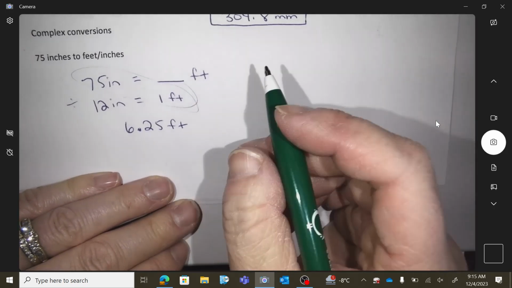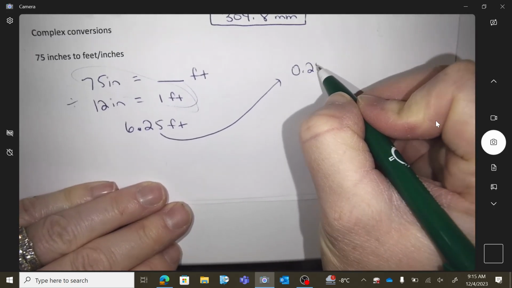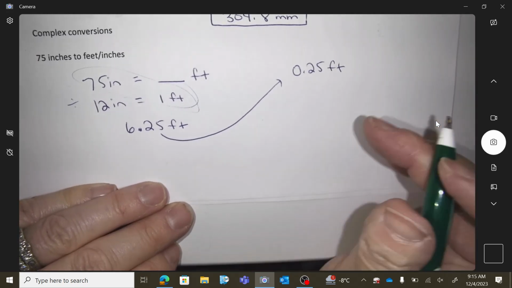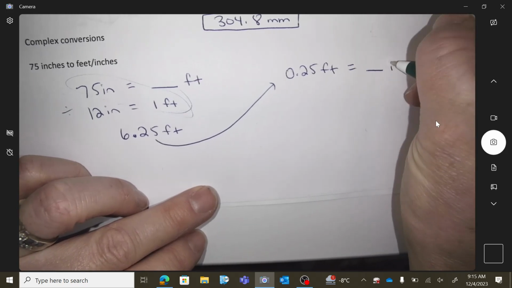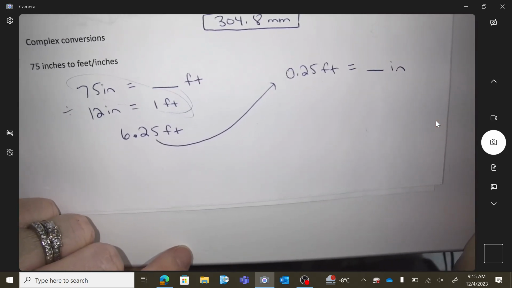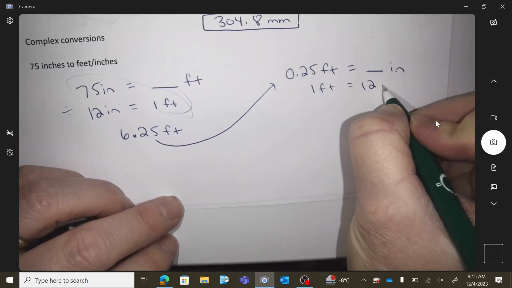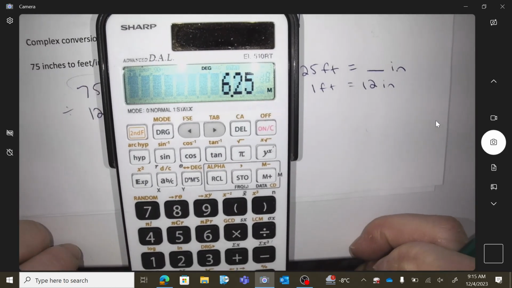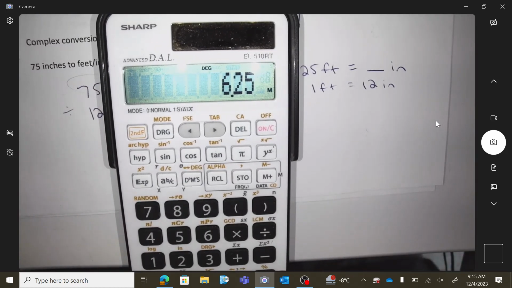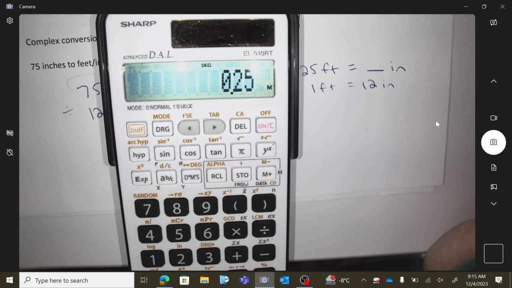Okay, so now what I'm going to do is take just the decimal portion and see how many inches are left. On my calculator, I would always have this and just go minus the whole number, 6. So then it would always give me the decimal.